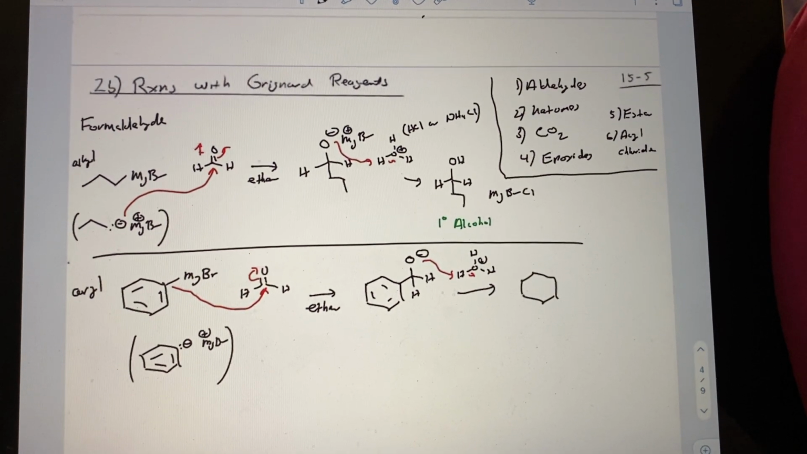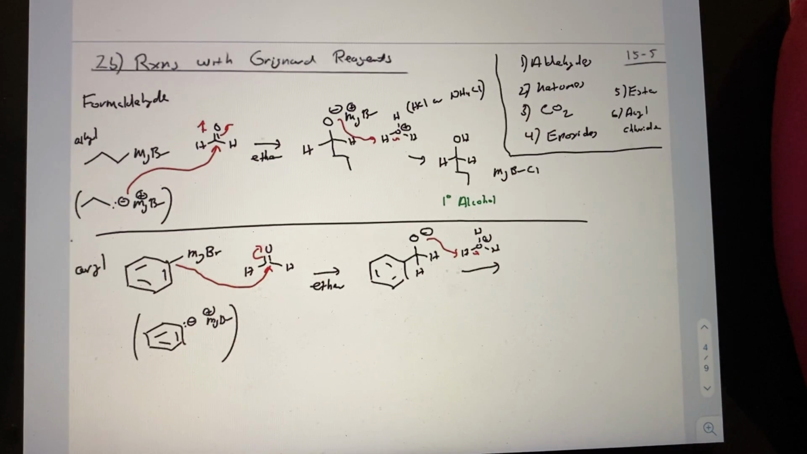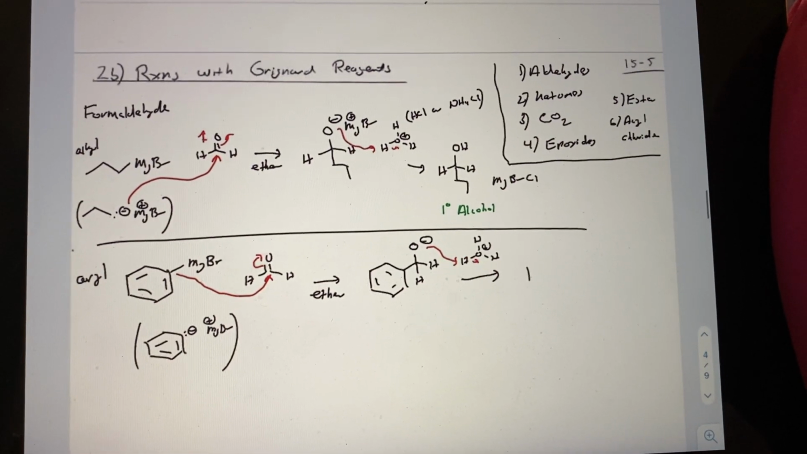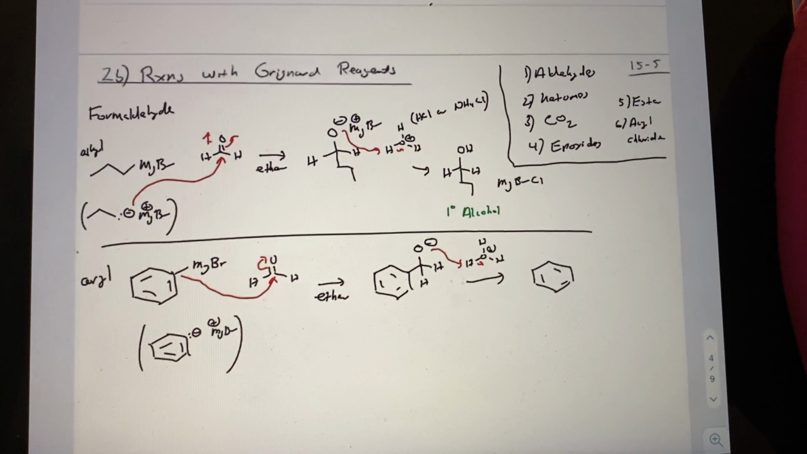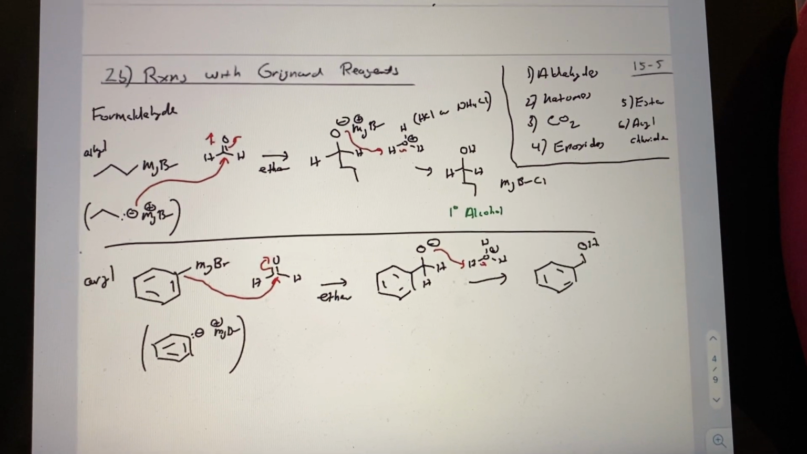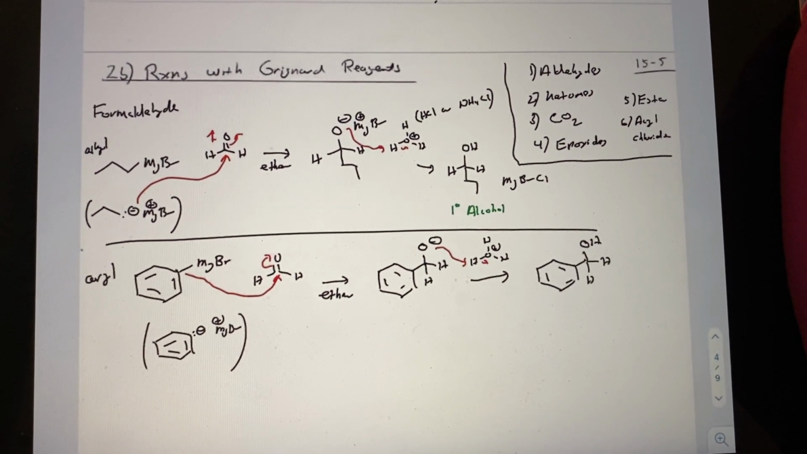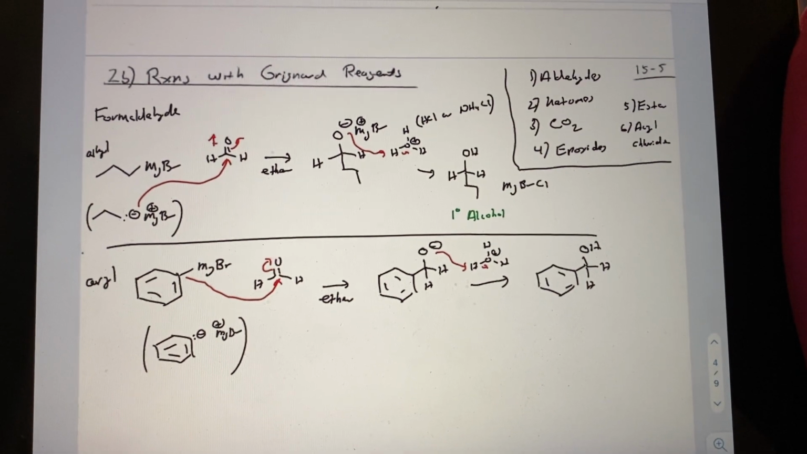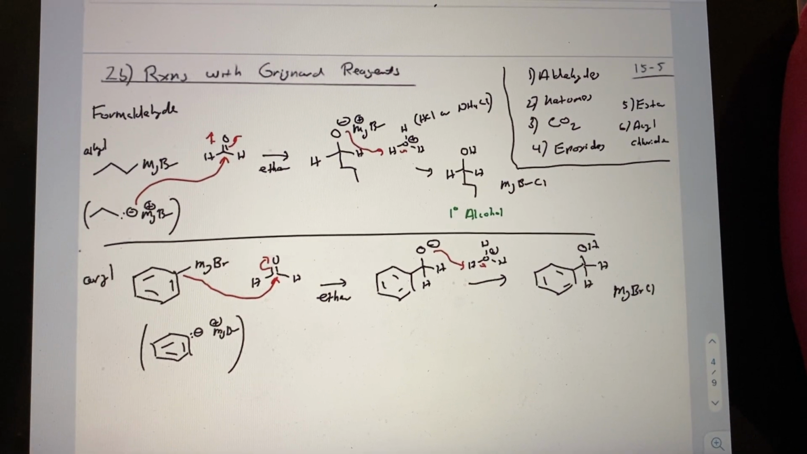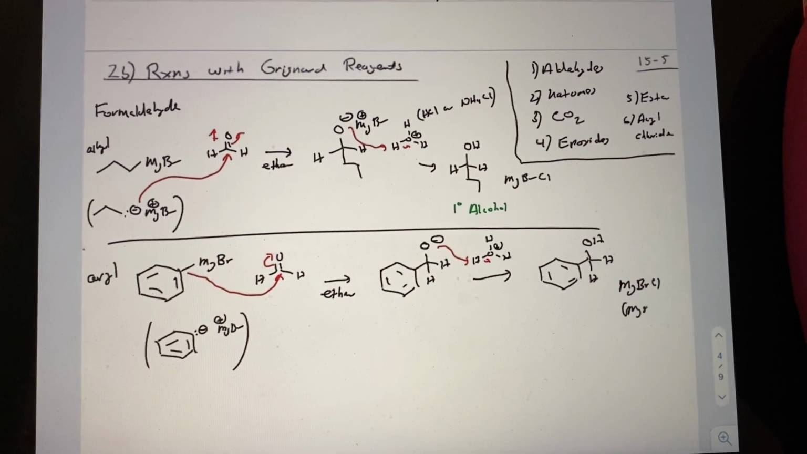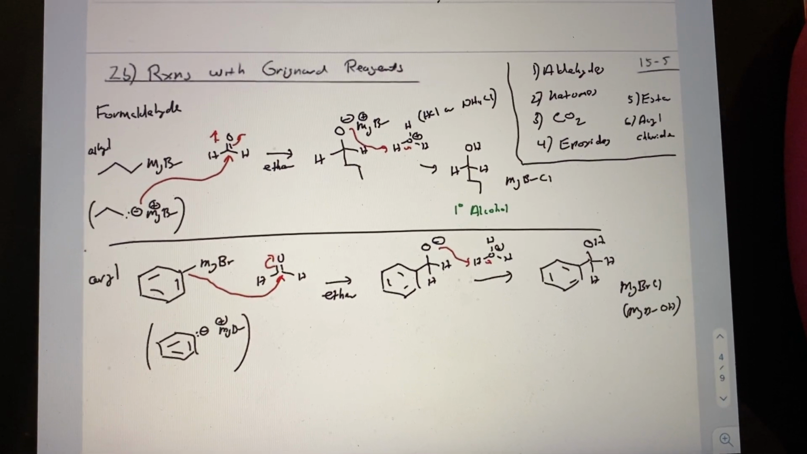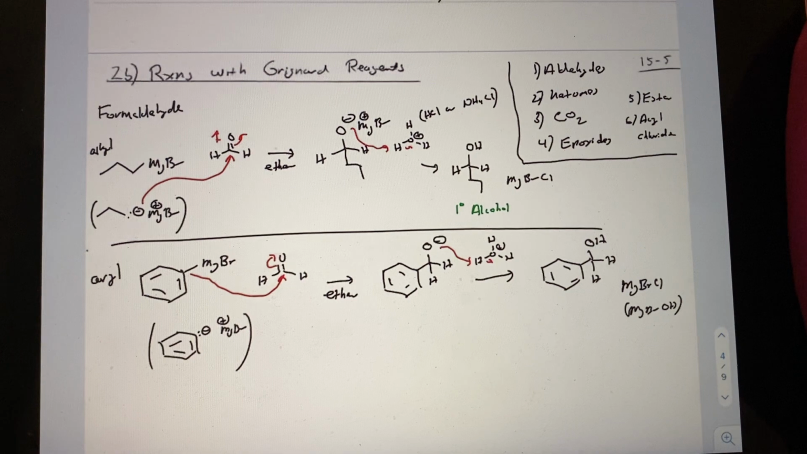So, a pretty poorly drawn ring. Not sure why they have those little flourishes on it. Let's try that. It's close enough. Primary alcohol again. Or you'll see MgBrOH. We'll be ignoring that probably from here on out.